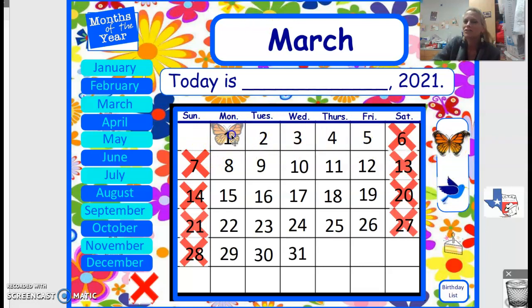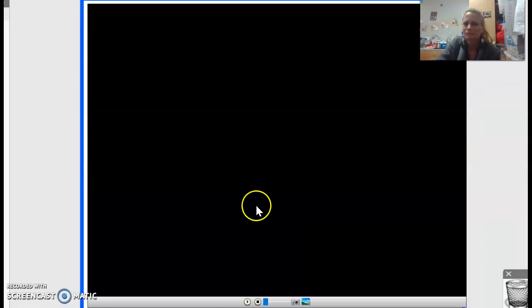We're going to make a pattern. So I'm going to put a butterfly up here first. We have our first month up there, our first day. It is the 1st of March today. Right, let's look at this.